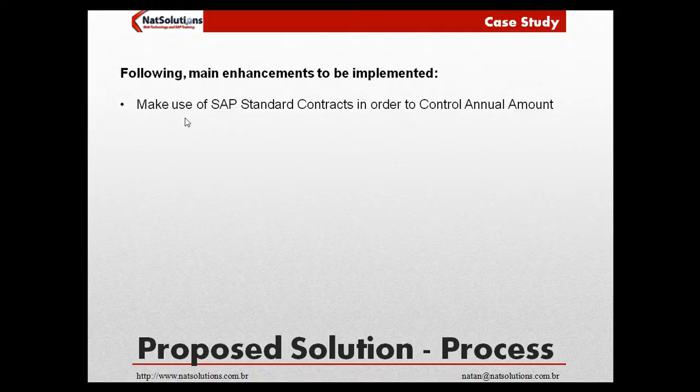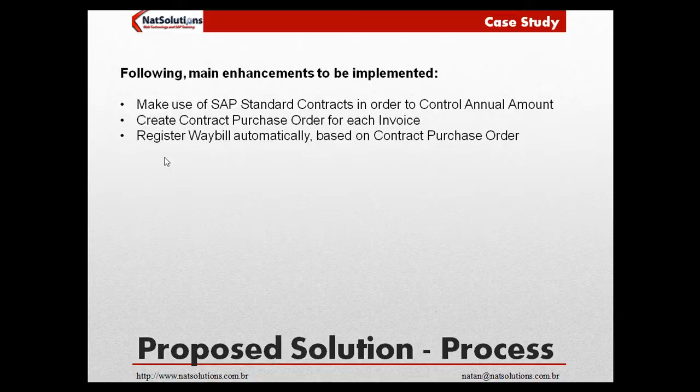First, make use of SAP standard contracts in order to control annual amount. Okay, it's annual amount for freight service. Okay, create a contract purchase order for each invoice. Inside an invoice, I can have a lot of waybills. Okay, register waybills automatically based on the contract purchase order. So I don't need anymore to perform it manually. I can use the contract purchase order in order to register the waybill.